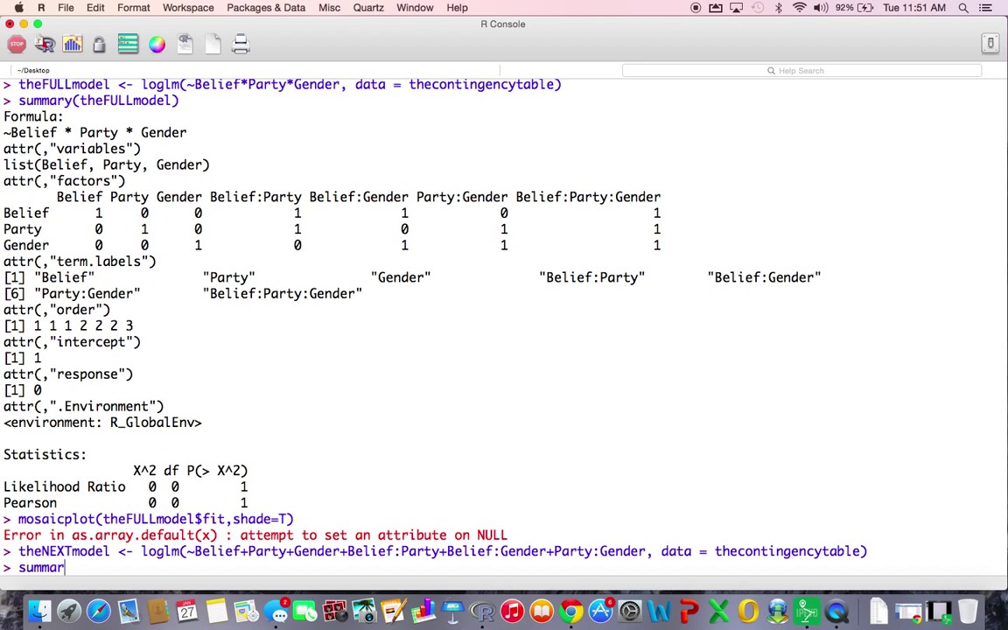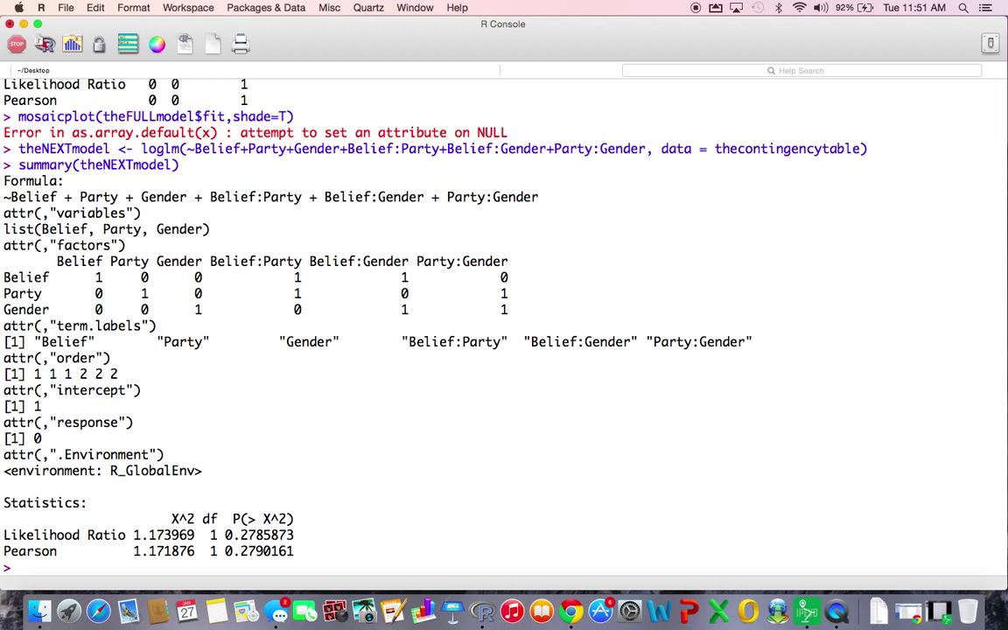Now I want to look at a summary of the next model and see what I get. Now, in this situation, I have a likelihood ratio that's not statistically significant, and a Pearson is not statistically significant. So we're going to keep going.